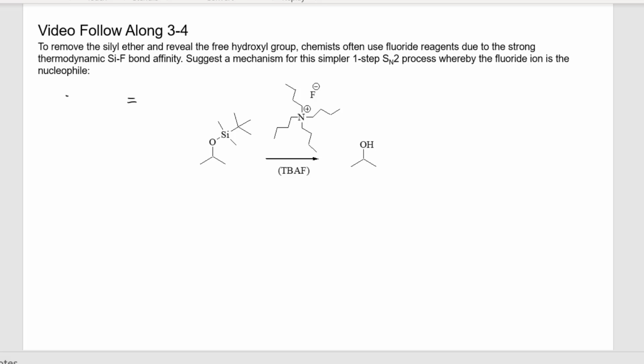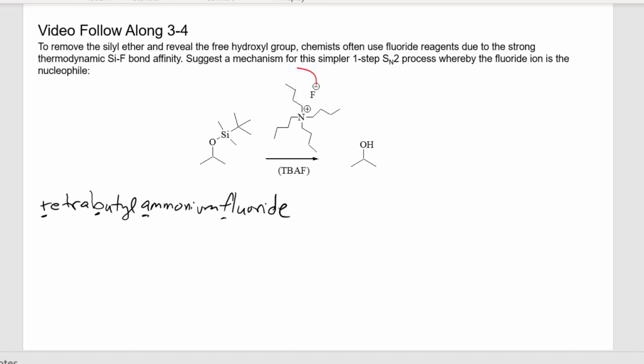Okay, so we've got to entice the silicon away from the oxygen, and we're going to do that using a fluoride ion. So TBAF. TBAF stands for tetrabutylammonium fluoride. TBAF. And it's just a salt that comes in a solution with your F- nucleophile.